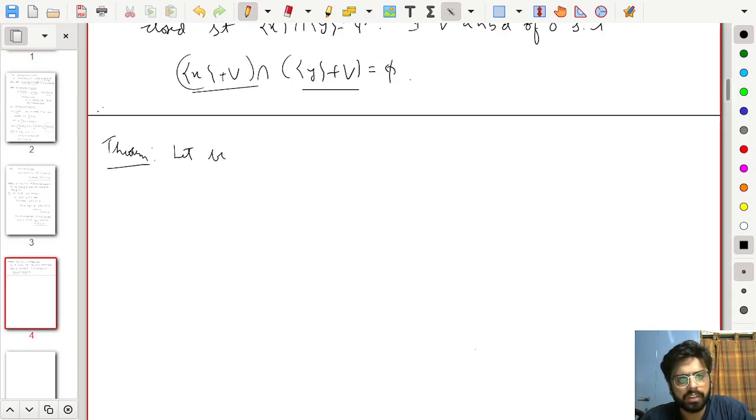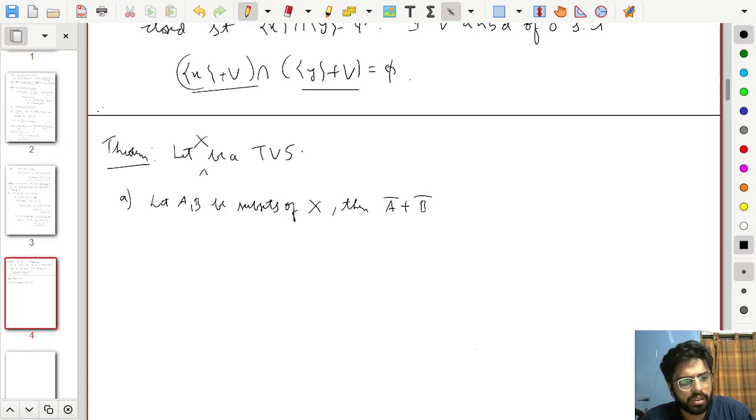Let X be a TVS. Let A and B be subsets of X. Then (a) A closure plus B closure is a subset of the closure of A plus B.